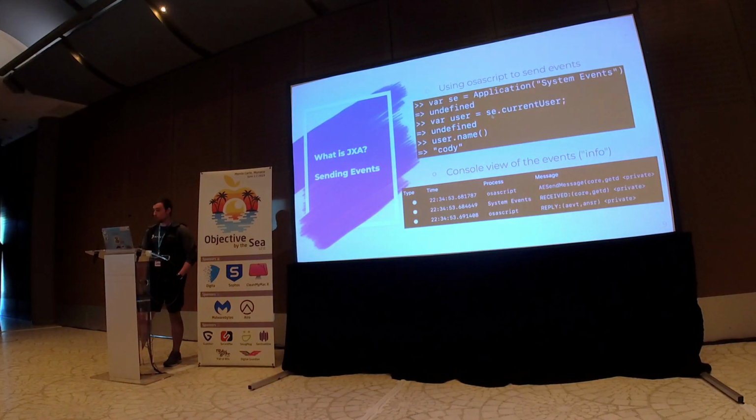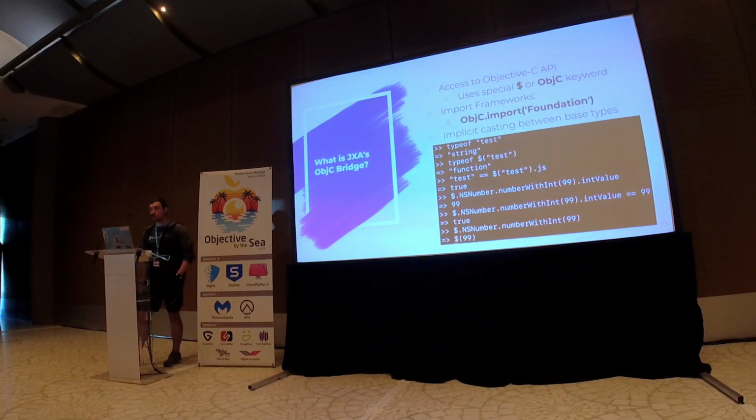So for example, you can do .currentUser and get the name. So in this case, Cody returns the name. It sends an Apple event message to get that. If you actually open up Console, you can see these messages going through, where osascript sends this Apple event send message, System Events receives it, and then osascript gets it back. So you can see this sort of stuff happening on the wire as these messages are getting sent around.